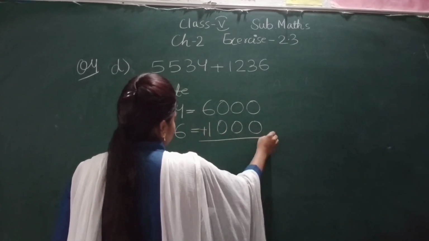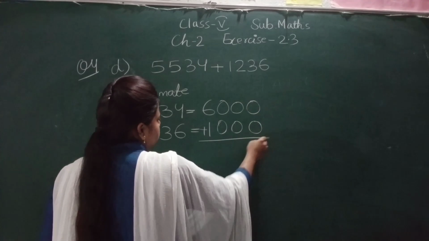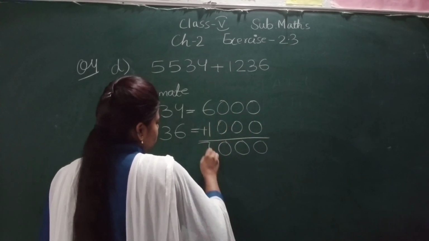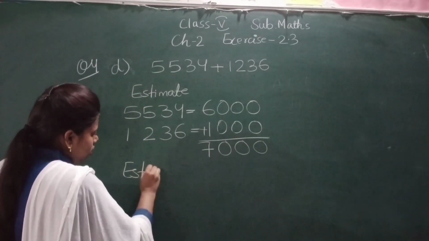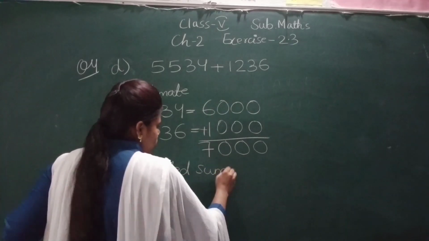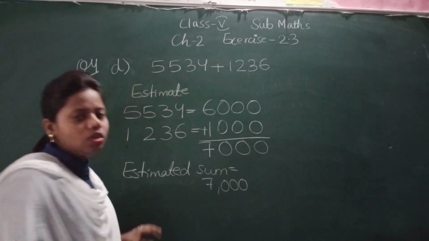Now let's do the addition. 0 plus 0 is 0. 0 plus 0 is 0. 0 plus 0 is 0. 6 plus 1 is 7. Okay, now let's write the estimated sum. The estimated sum is equal to 7,000.